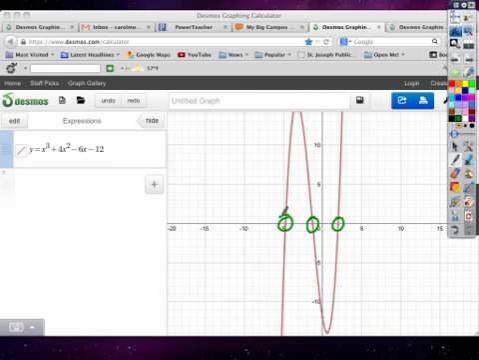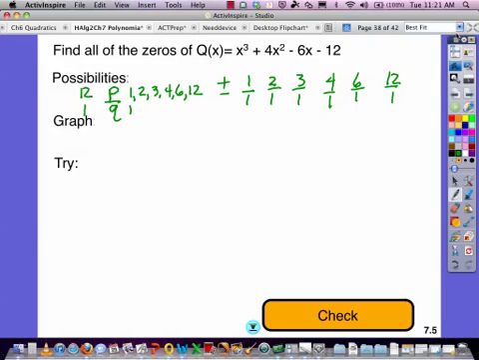So knowing that, let's go back to our problem. And so if 2 is a possibility, a +2, we want to set up, again, synthetic division with our 2. And if we do that, whole coefficients, 1, 4, -6, -12. Bring down the 1 and get started multiplying.